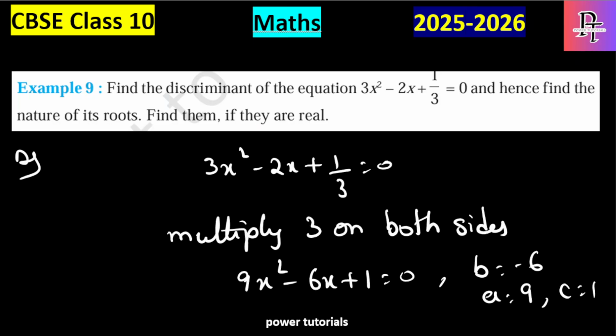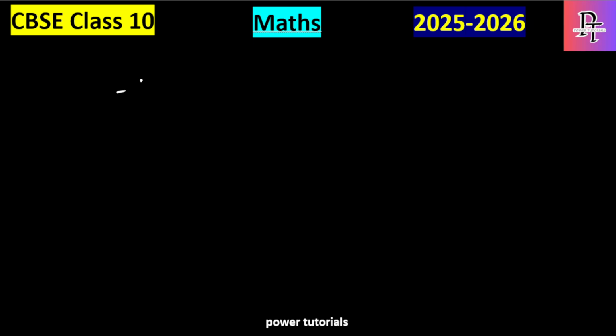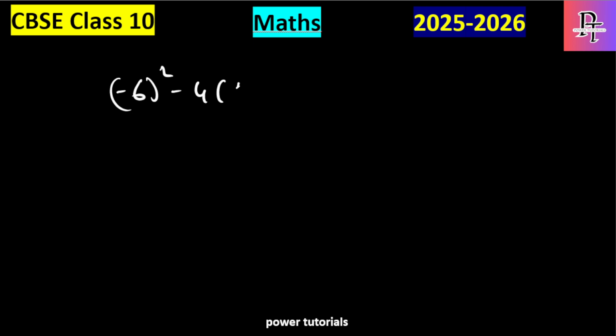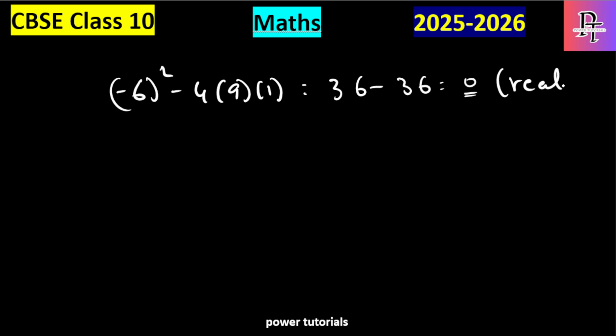So b square is minus 6 whole square minus 4 into a and c values 9 and 1. So minus 6 square is 36 minus 36, 4 and 6, so 0. B square minus 4ac is equal to 0, so the roots are real and equal.